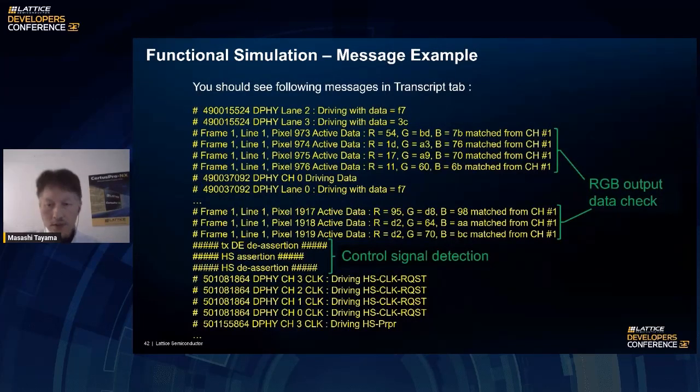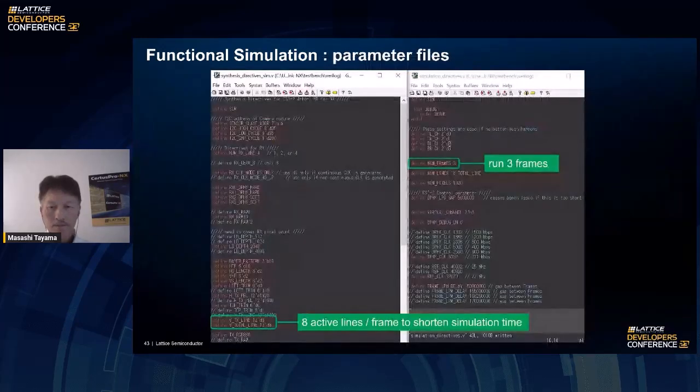This shows some sample message during the simulation. All output pixel data are compared with expected data one by one. Also, data enable and sync signal assertion and deassertion behaviors are reported. This shows a part of parameter files for data instances and simulation. To reduce the simulation time, 3 frames with 8 video lines are selected. Of course, you can change these values according to your needs.